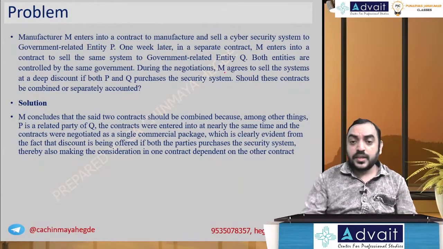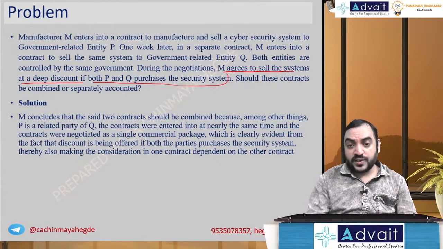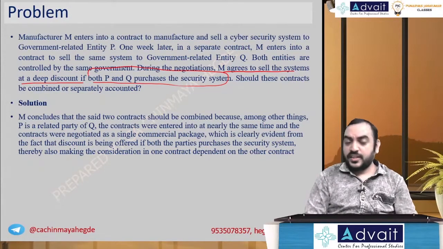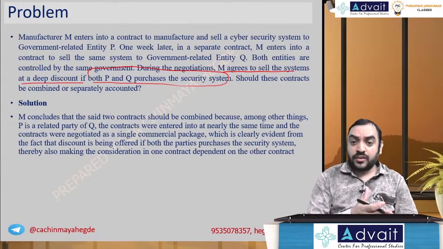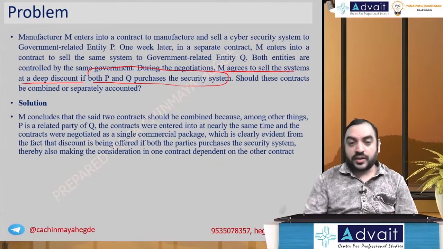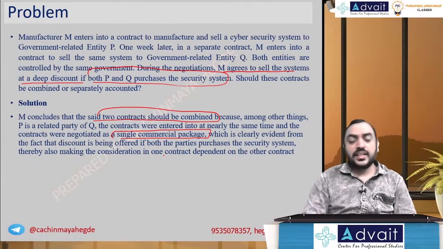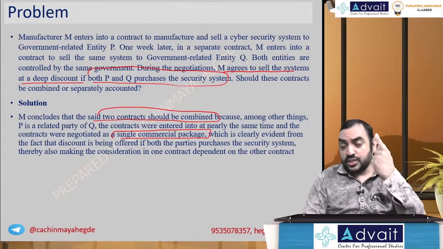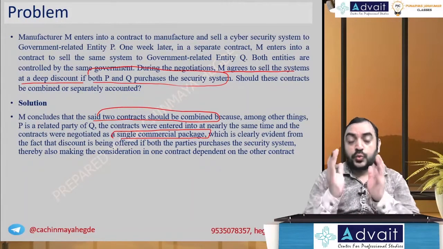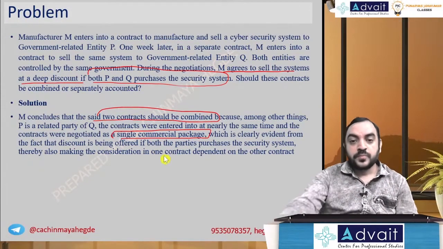Now you can see here, M agrees to sell the system at a deep discount if both P and Q purchase the security system. So what do you understand? The price of one contract is dependent on another contract. When the prices are connected, the two contracts should be combined. So it's part of a single commercial package, and the price is also dependent. So we can say that the contracts should be combined. Out of the three conditions, even one condition is sufficient to combine the contracts. Okay, let's move further.